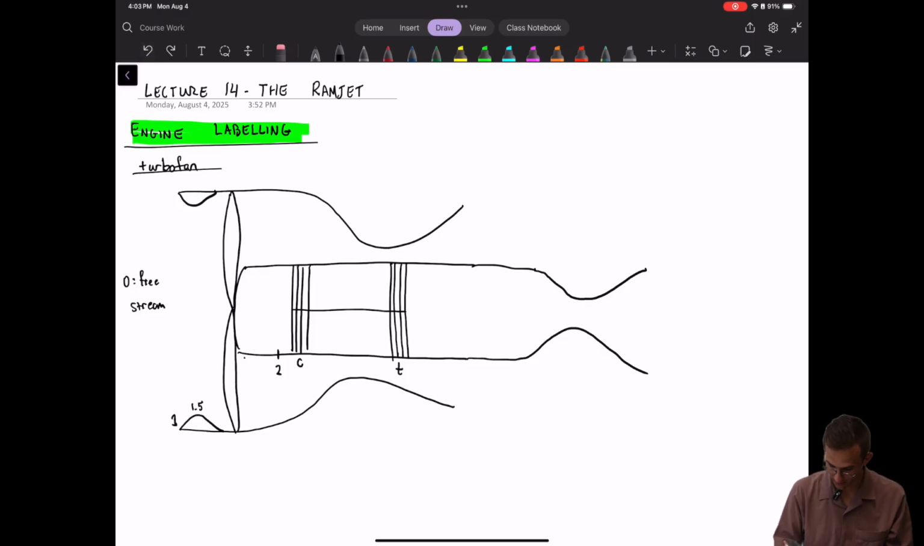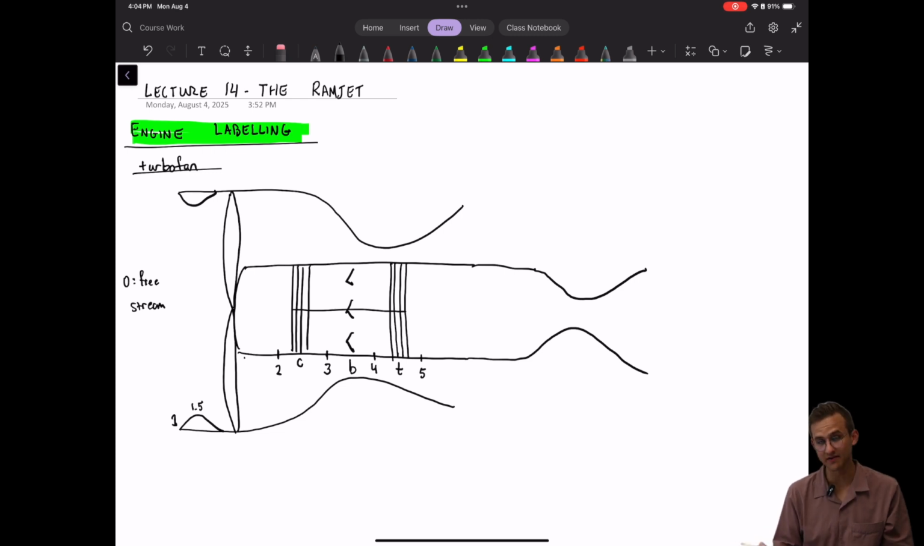There's also a burner in between the compressor and the turbine, which we denote with these chevrons. That denotes a burner, and we'll label that B for burner. The station in between the compressor and burner is station 3. And then in between the burner and the turbine, that's station 4. And then the station just downstream of the turbine is station 5.